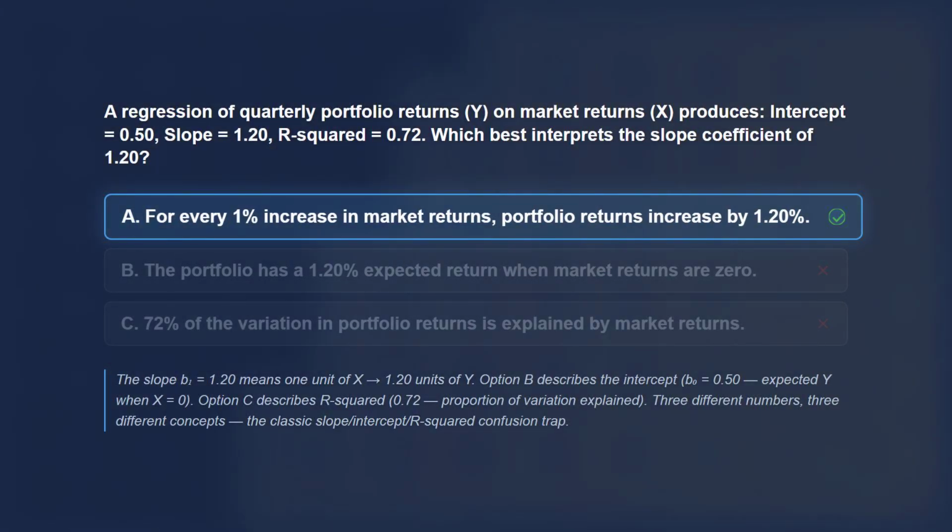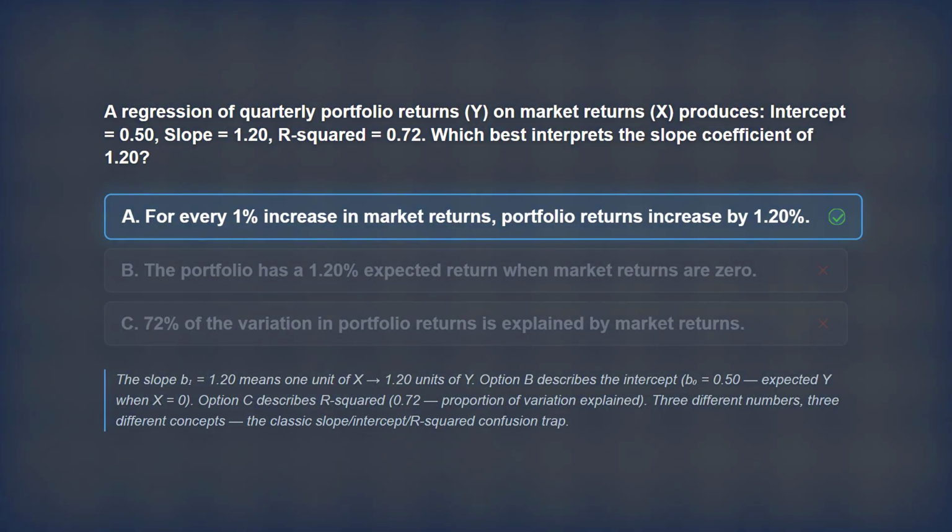Option C describes R-squared. That is 0.72. 3 different numbers, 3 different meanings. The exam puts all 3 in one problem, hoping you confuse them.